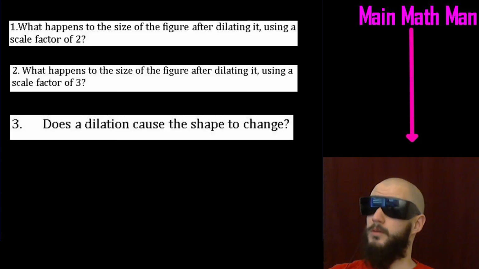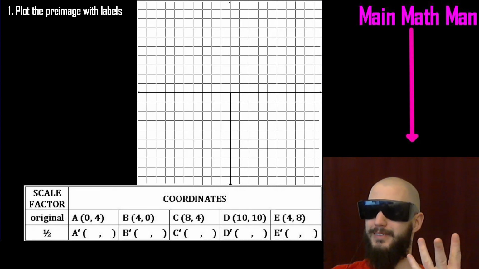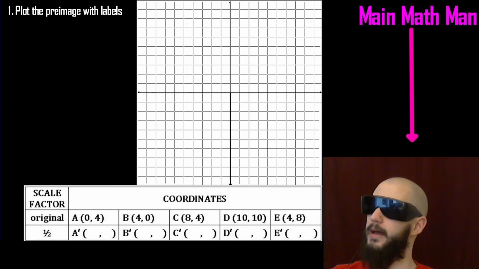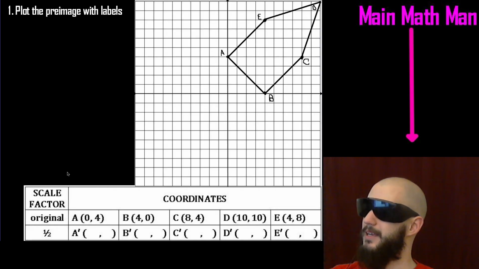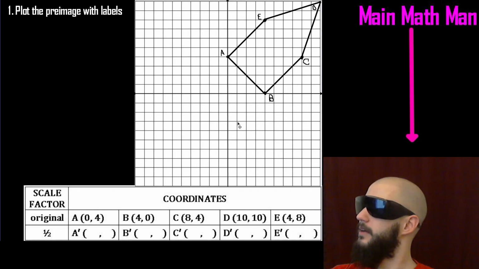Alright, so now we can flip to the back. It says, just like before, however, now we're going to get a smaller figure, or a reduction, since we have our scale factor of 1/2. And so, plot those original points, or the pre-image, and so we have our points A, B, C, D, and at the very top, E.